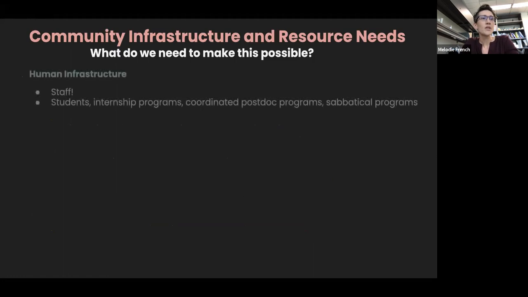So today we would like your feedback on the community infrastructure and resource needs, including whether these plans meet the needs of your communities and what we need to do to make these plans successful. Along that vein, ideas that have been put forth by the community so far and that we hope to expand upon or add to include the need for human infrastructure, including staff to assist us, as well as students, internship programs, and coordinated postdoc programs, sabbatical programs.